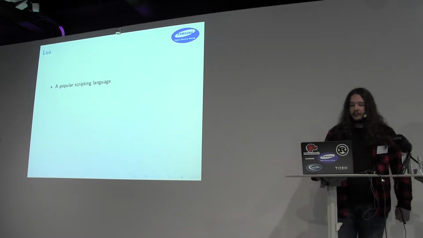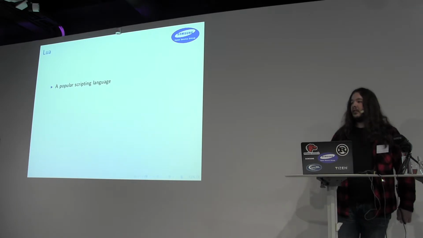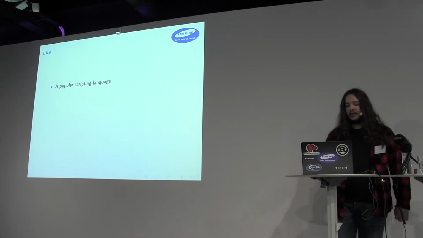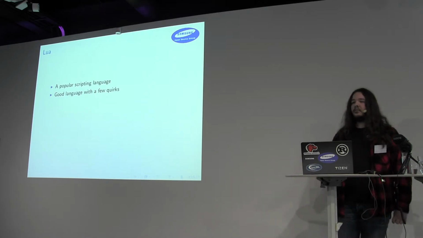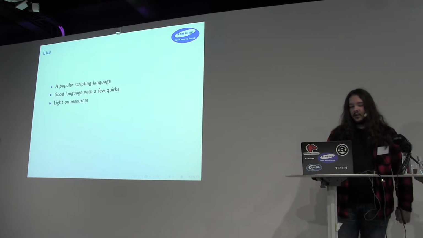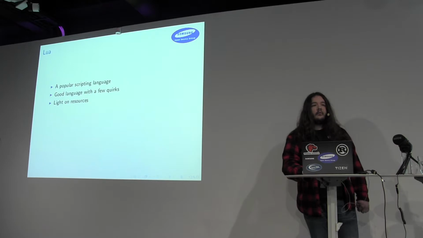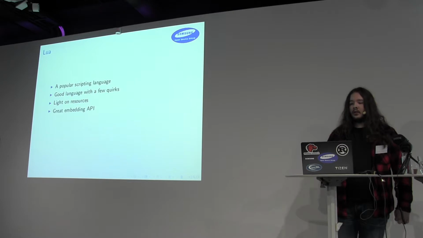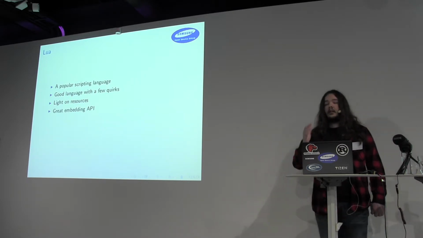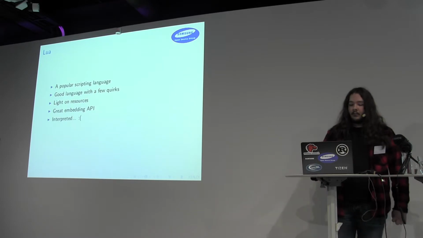So, Lua. It's a popular scripting language used in many different applications, so people know it. It's a good language. There are no significant design issues. It's mostly well designed, with a few minor quirks which are present in mostly any language in the world, so nothing we can avoid. It's light on resources. The overhead is really low, and it has a great embedding API, which is much better than everything else we can get. But it's interpreted, so it's not particularly fast, and on some devices it might be a problem.